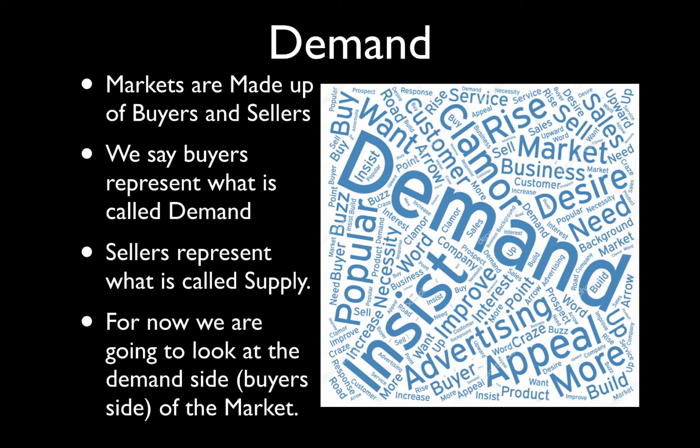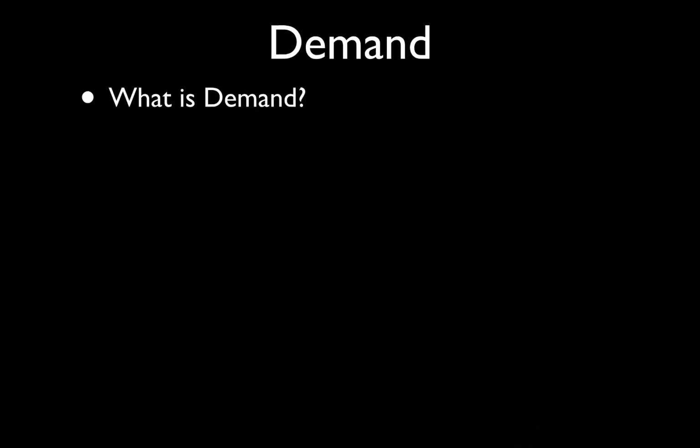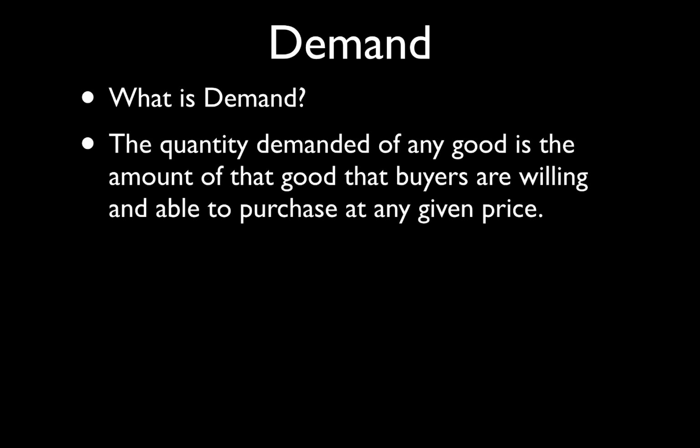Okay, now obviously, if you're going to sell something, you get money, and you buy something else. But we're just talking about the buying side. We're leaving the selling side, or supply, to later. So it's always a good idea to know what you're talking about before you speak about something. So what is demand? The quantity demanded of any good is the amount of that good that buyers are willing and able to purchase at any given price, or if you want, a set of prices.